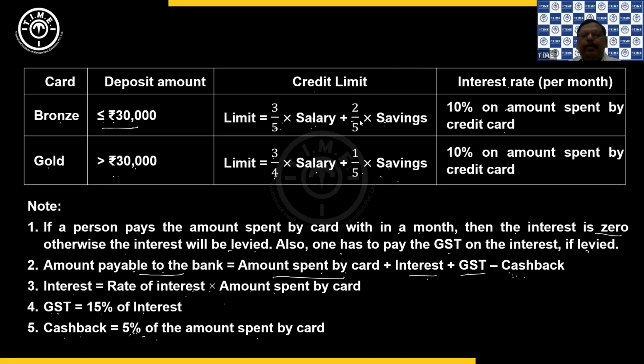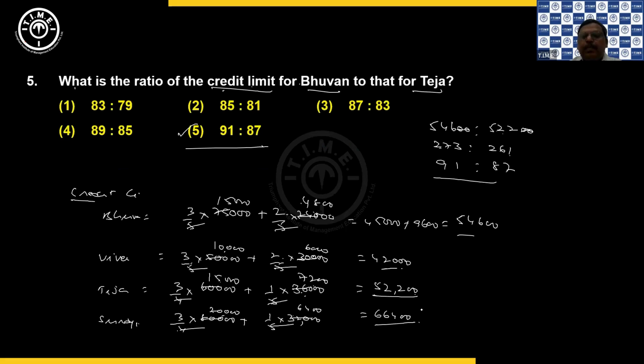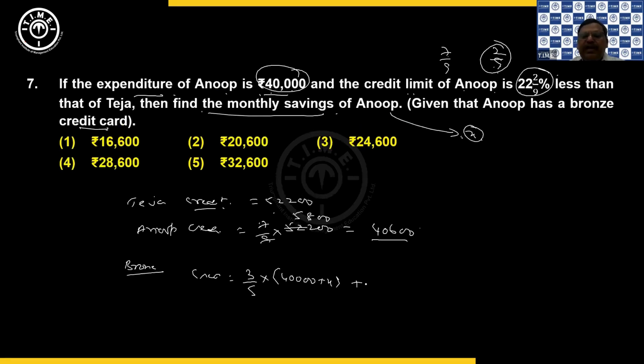2/5 of the savings, let it be X. So friends, this is going to be the credit limit, and how much is the credit limit? You said already, 40,600. You can see now 3/5 of 40,000 will be 24,000 plus 3X by 5 plus 2X by 5.